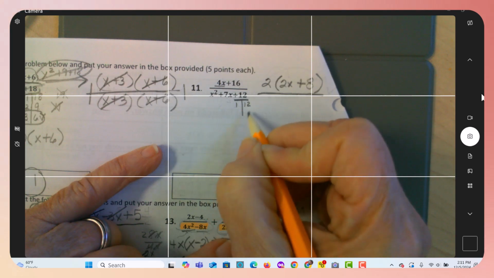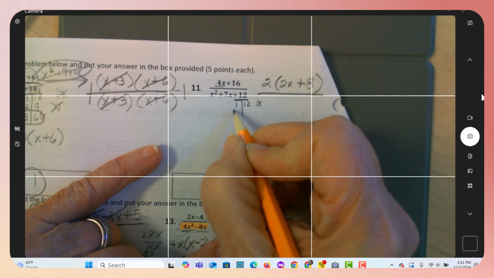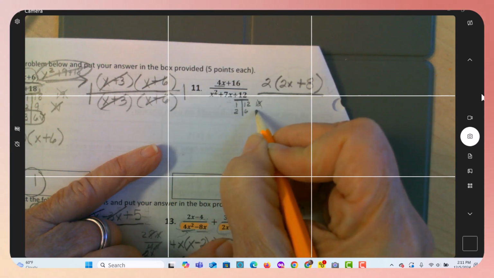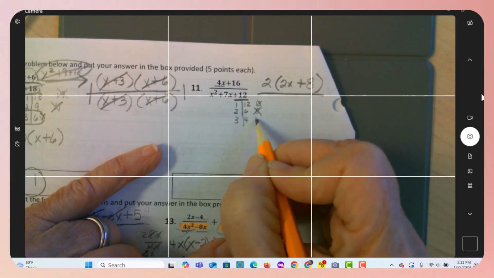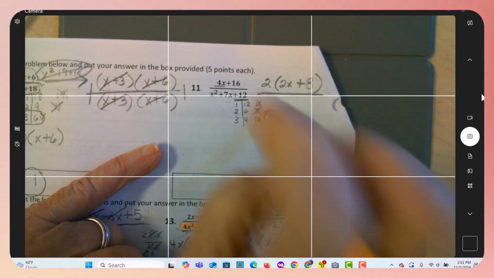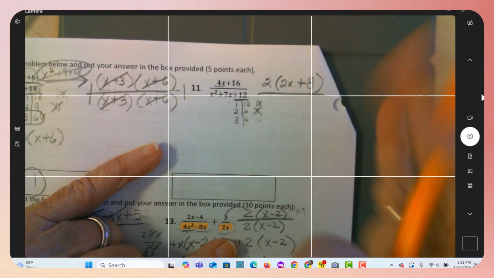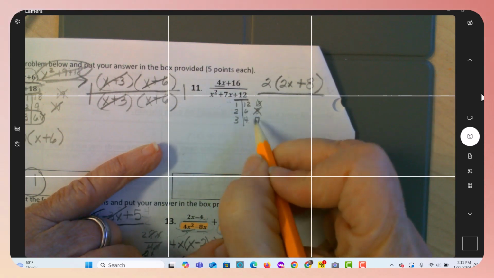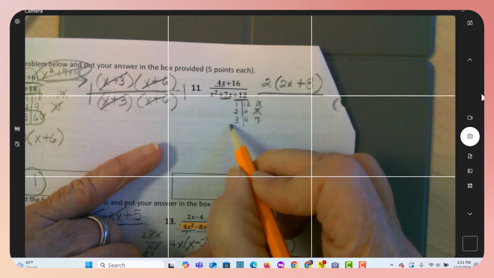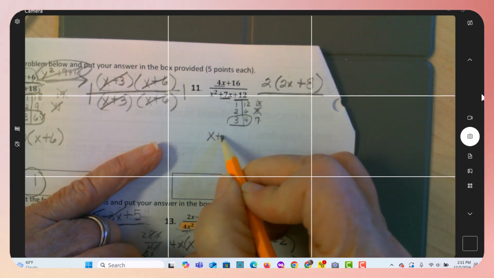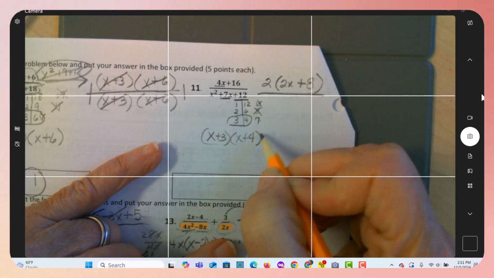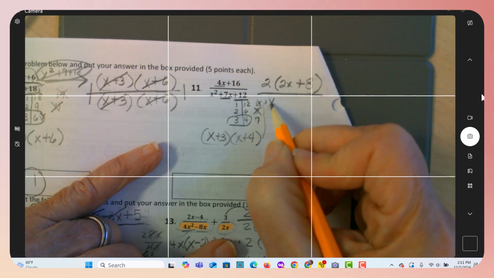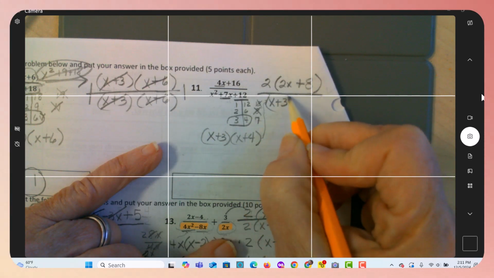Now that does not work. 12 plus 1 is 13. Then I go to 2 times 6. 6 plus 2 is 8. That doesn't work. And then I go to 3 times 4. And 3 times 4 is 12. But I'm not multiplying, I'm adding. 4 plus 3 is 7, and that's what I'm looking for. So I have my factors right here. x plus 3 times x plus 4. So that's going to be my denominator. x plus 3 times x plus 4.